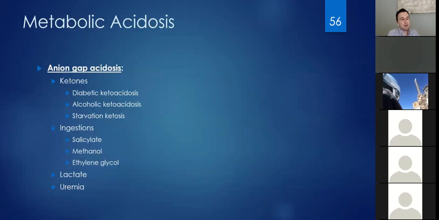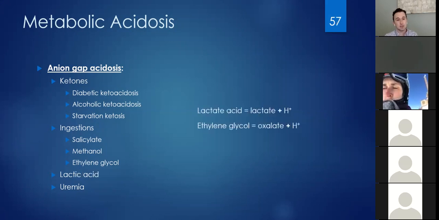Okay, so these are the main causes of our anion gap acidosis. I like the mnemonic KILL-U, which is ketones, ingestions, lactate, and uremia. There are several different things that can produce ketones. Most commonly, we see diabetic ketoacidosis, alcoholic ketoacidosis, and starvation ketosis. But as I mentioned earlier, these things aren't happening in a chemical vacuum. All of these acids can donate a hydrogen, and it's important that they do that because it drops the bicarb as the bicarb buffers it.